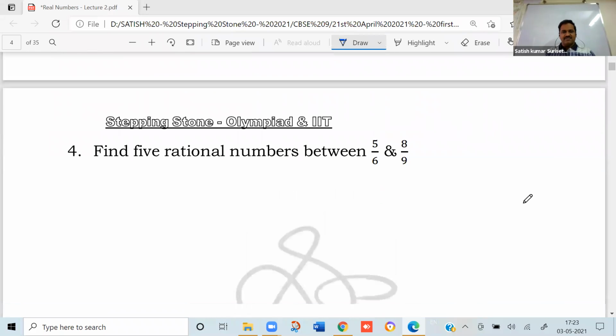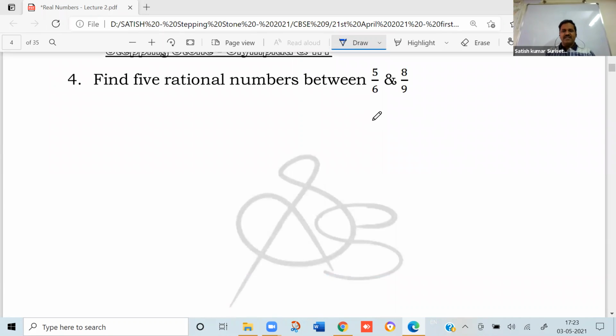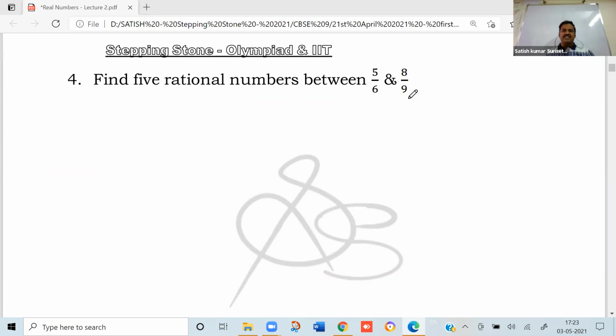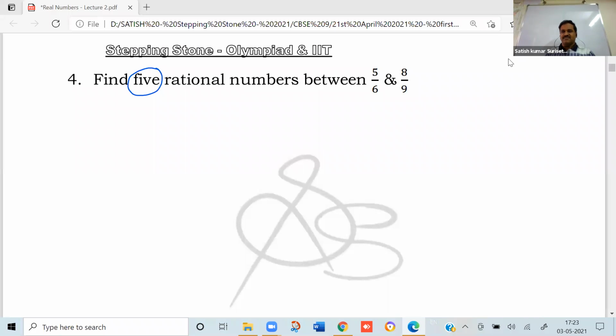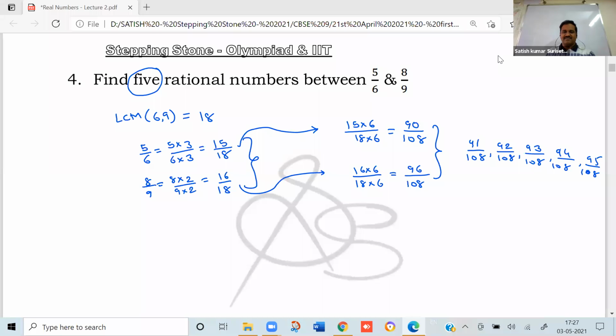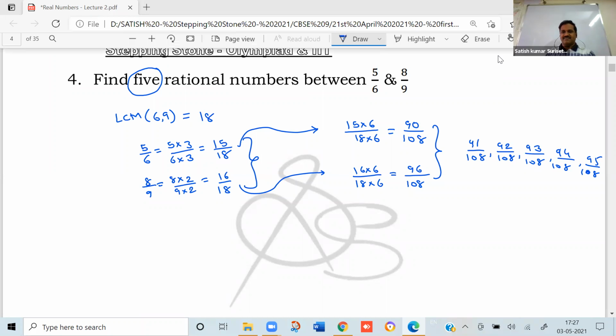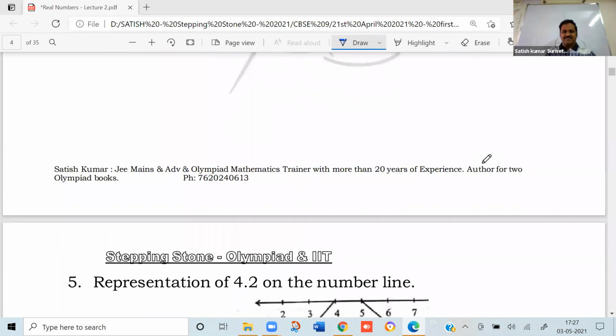Do one more. Find 5 rational numbers between 5 by 6 and 8 by 9. Now, here also the denominators are not the same. So use the LCM of the denominators and convert into the same denominator and then write 5 rational numbers. Next.